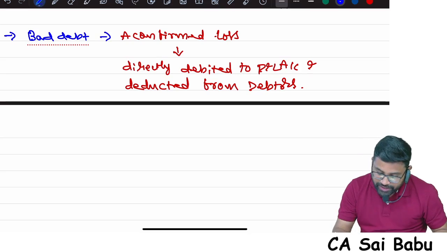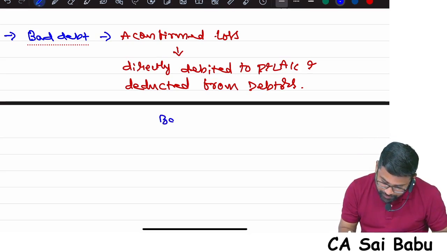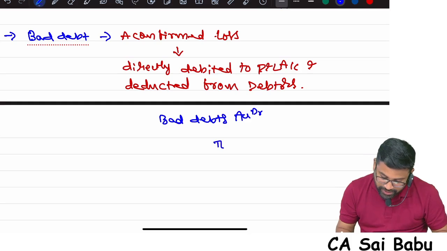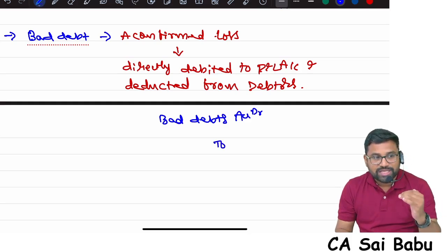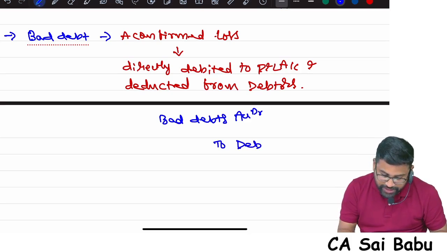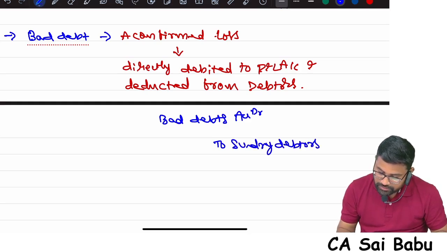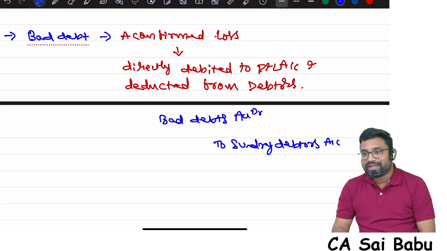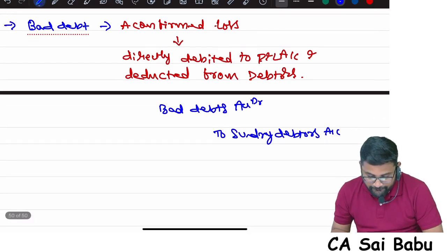So what is the entry? Bad debts, since it is a loss, it will be debited. Debit all expenses and losses, and we will reduce from debtors. Debtors is basically an asset. Now the asset value is reducing. So the sundry debtors account will be credited. Correct? That means bad debts will be shown in the balance sheet by way of deduction from debtors.